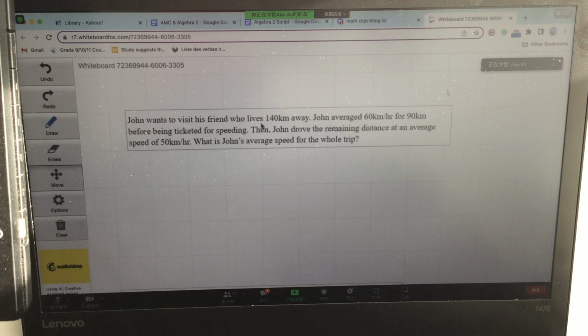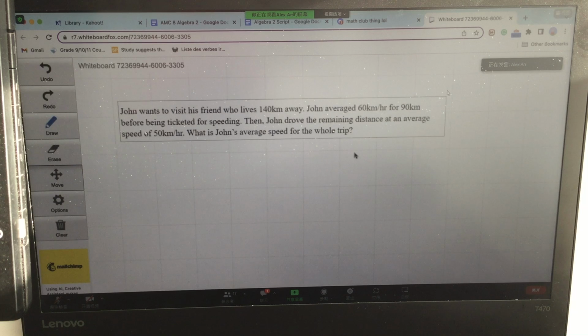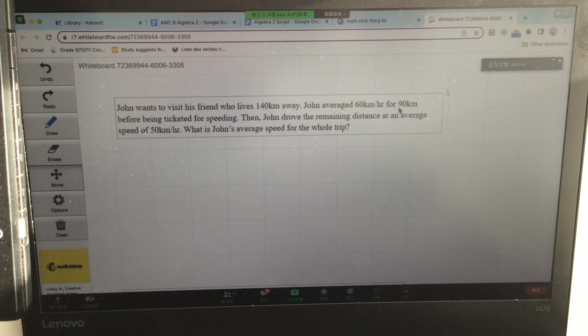John wants to visit his friend who lives 140 kilometers away. First, John averaged 60 kilometers per hour and he drove for 90 kilometers before he was ticketed for speeding. Yes, he got a speeding ticket. And then after that, John drove the rest of the distance at an average speed of 50 kilometers per hour. The question is asking, what is John's average speed for the whole trip?